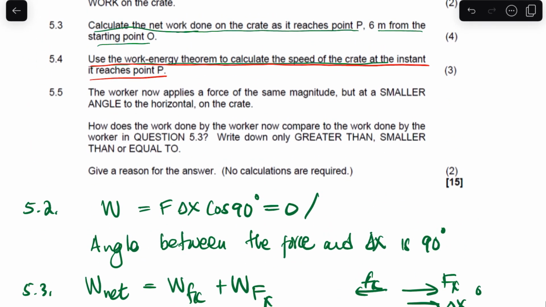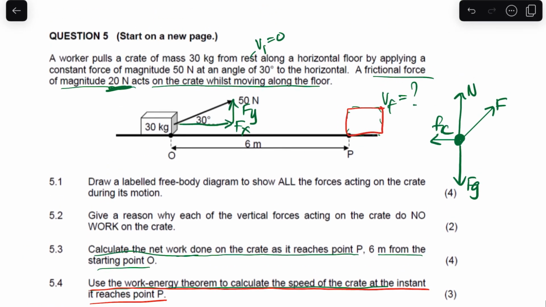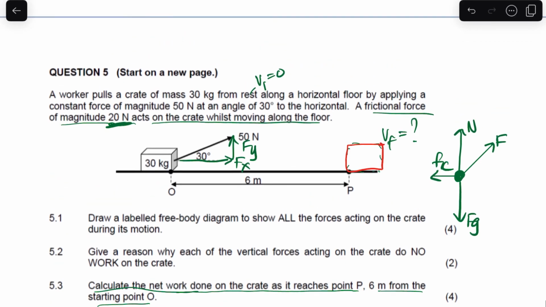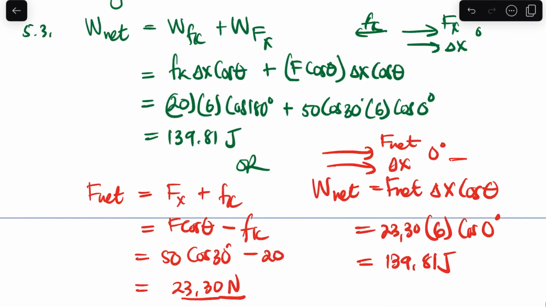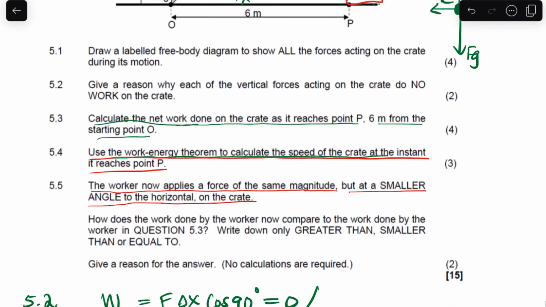5.5 says the worker now applies a force of the same magnitude but a smaller angle to the horizontal on the crate, right? So it's the same force, that is 50, but the angle is smaller. So what is happening now? Now, what is the question there? The angle has been decreased there. So what is the question?